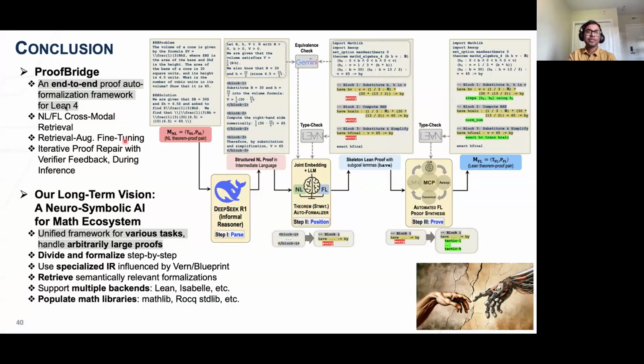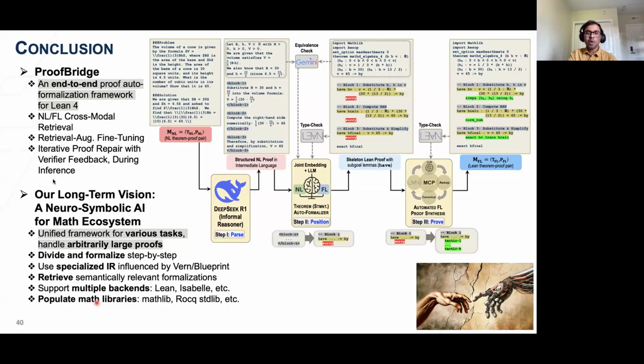And looking ahead, our long-term goal or vision is a neuro-symbolic AI for math ecosystem. We want to build a unified framework that can handle proofs of any size by dividing them into smaller lemmas and formalizing step by step. And we plan to leverage a specialized intermediate representation, retrieve semantically relevant formalizations through joint embedding, and support multiple backends like Lean, Isabelle, Coq, etc.